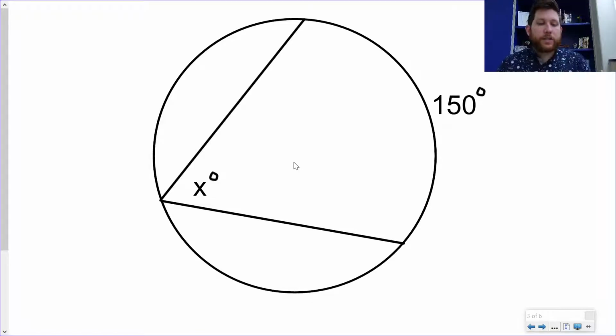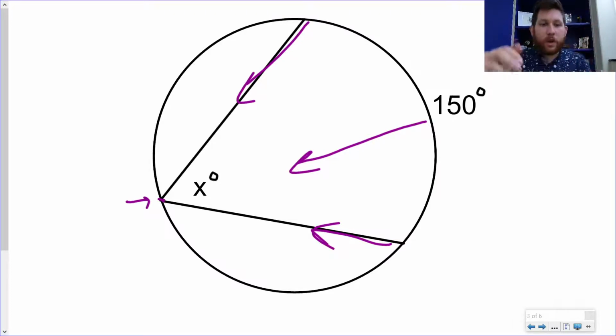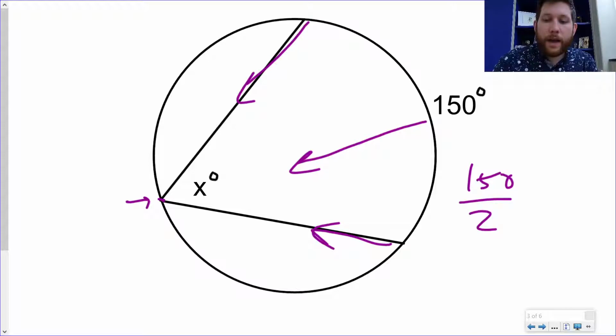All right, so let's take a look at this particular problem. So notice it's an inscribed angle. I've got my angle on the edge of the arc. And notice I'm going in towards X. Notice again, the angle seems like it's kind of closing in, so we're getting smaller. So that helps us remember that we're going to do 150 divided by 2. And I get 75 for X. So X is equal to 75 degrees.